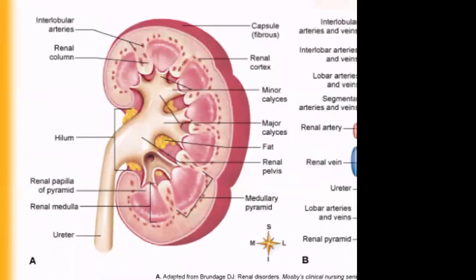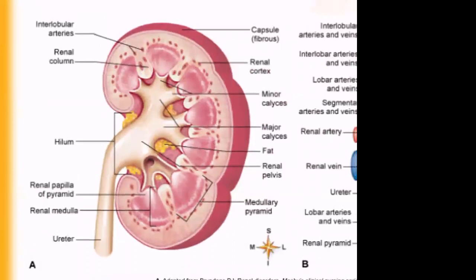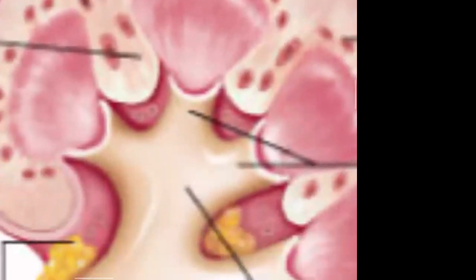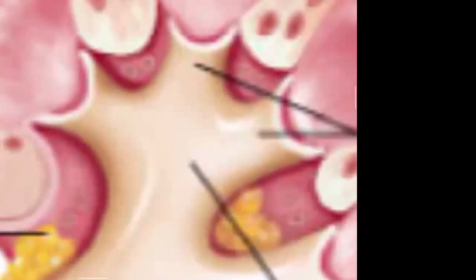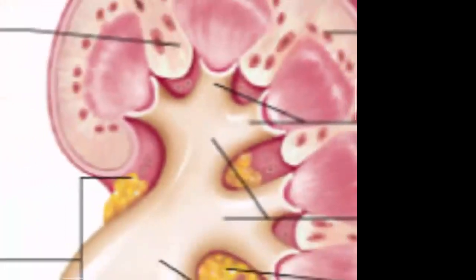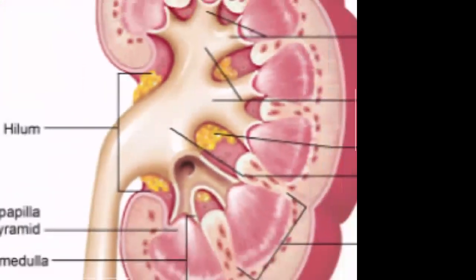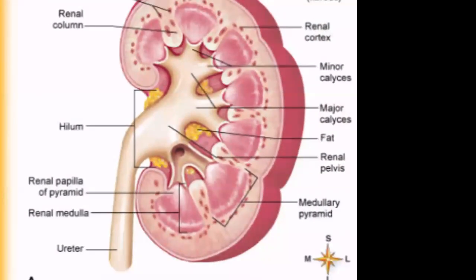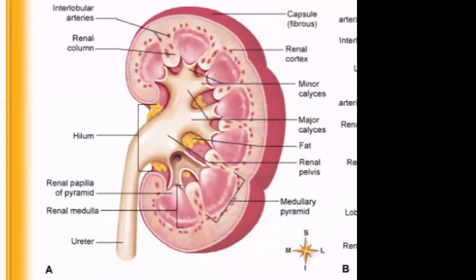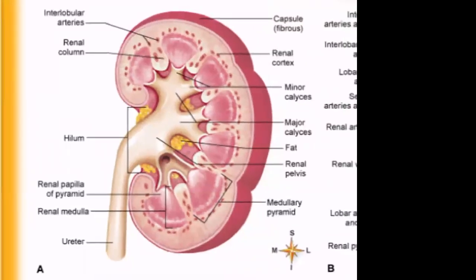So you can kind of imagine the urine draining from these pyramids towards the tip of the pyramid into this little tube, and a bunch of little tubes collect into this area, which then collects into this funnel-shaped area, which then becomes the tube, the ureter, that's going to deliver it to the urinary bladder.